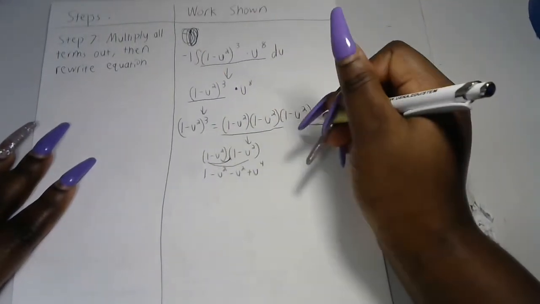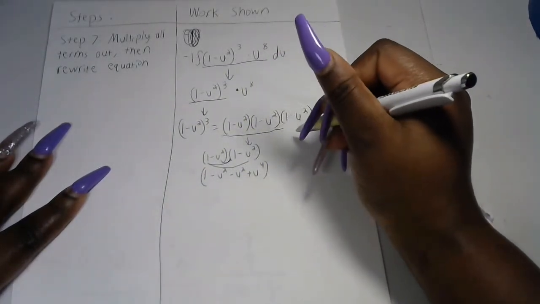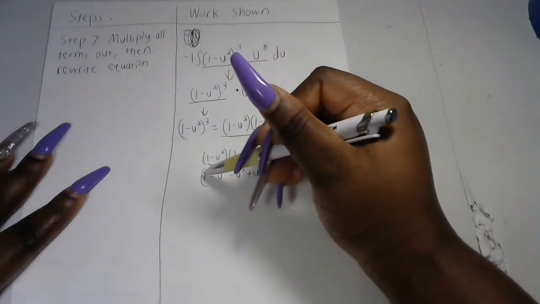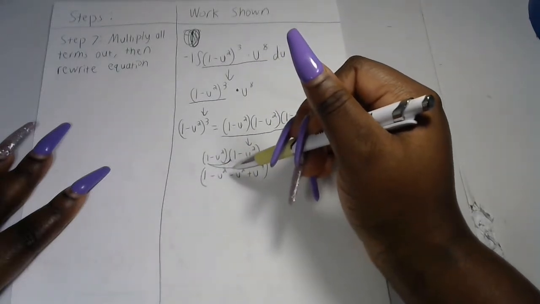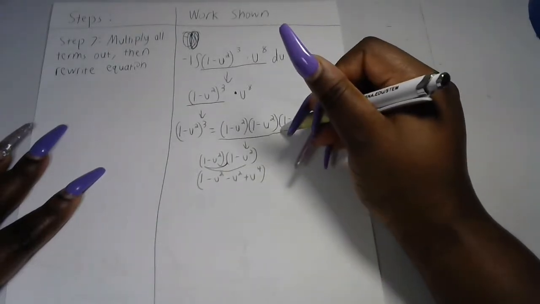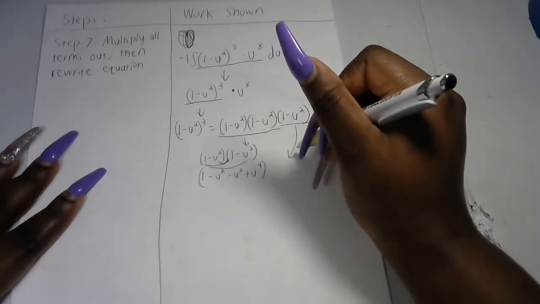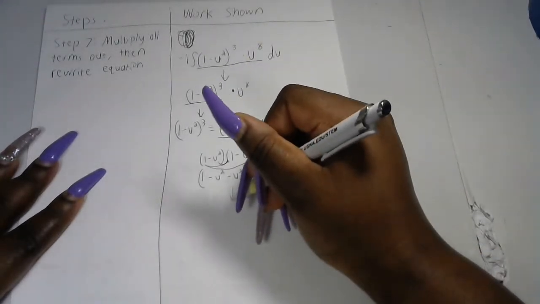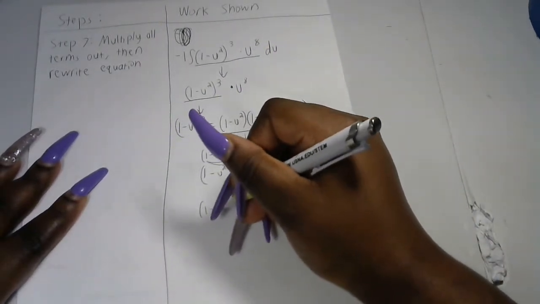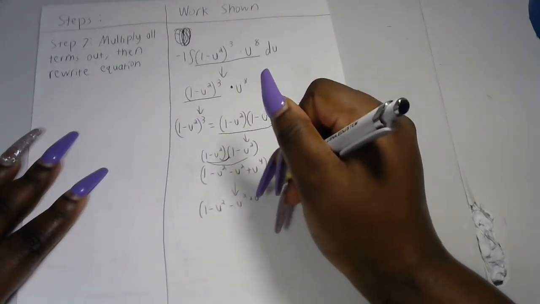And now, since this right here is equal to 1 minus u squared plus u to the fourth, we can take that and multiply it by the third term down here. Let me just write another line to show you guys. So anyway, 1 minus u squared plus u to the fourth times 1 minus u squared.